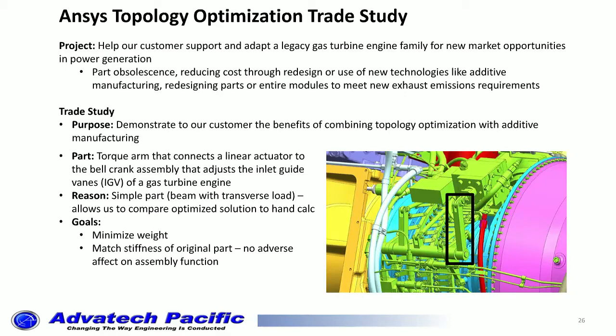The part that we chose for this trade study is shown in that little black box there in the image. It's a torque arm that connects a linear actuator, which is the green box there at the top, to a bell crank assembly that adjusts the inlet guide vanes for the compressor section of this gas turbine engine. The reason we chose this part is for its simplicity. It's just a beam with a transverse load applied, and that would allow us to compare the optimized solution to what you would predict from a traditional hand calculation.